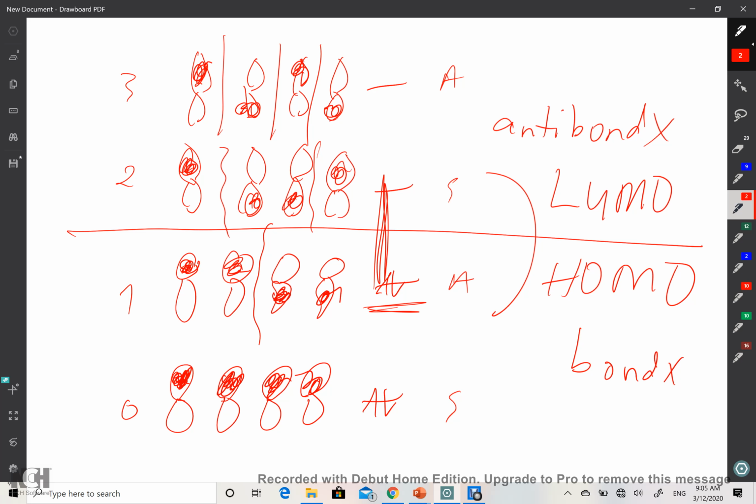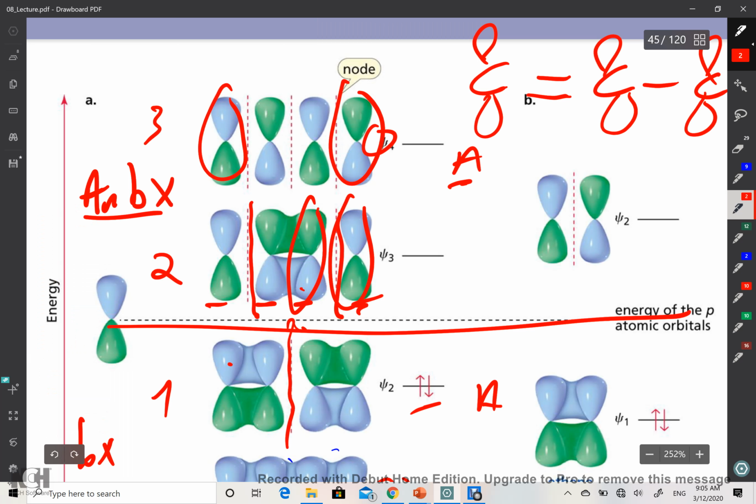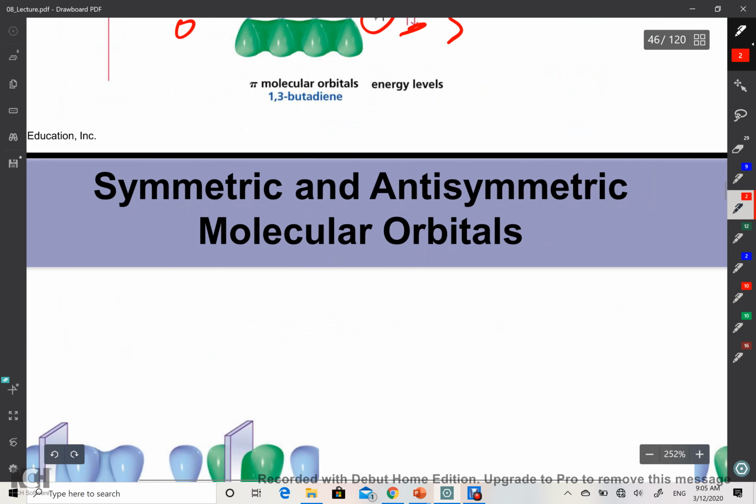Because those are the guys that are involved with the reaction. And that's why sometimes if you read articles, people will always say the HOMO-LUMO interaction. Meaning that's where things happen. That's where life happens. And that's why it's important for us. So like I said, if you cannot draw it, at least know how to label it.